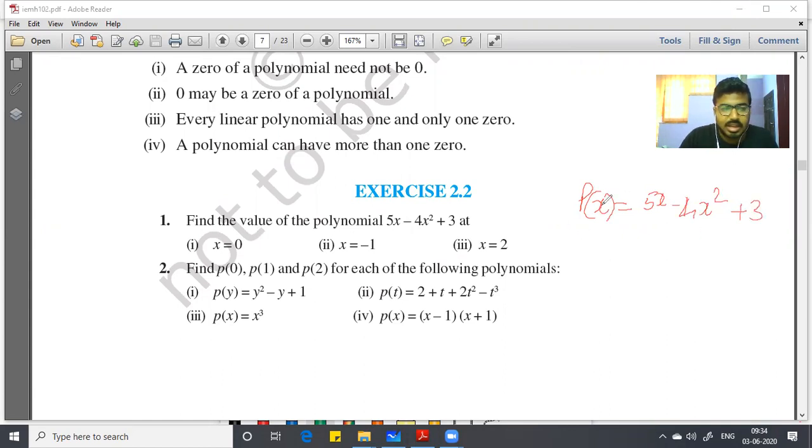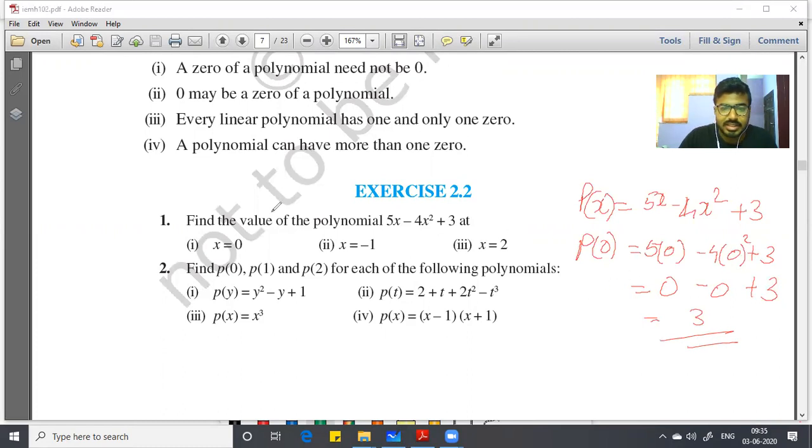अभी x के जगह आपको वैल्यू क्या सब्स्टिट्यूट करना है, 0 सब्स्टिट्यूट करना है. सो p of 0 सब्स्टिट्यूट करो. सो x के जगह जहां भी है, x के जगह जो भी वैल्यू है उसको आपको 0 सब्स्टिट्यूट करना है. सो 5 into 0 minus 4 into 0 the whole square plus 3. And in the same way, 5 into 0 is 0, minus 4 into 0, 0 square is 0, 4 into 0 is 0, plus 3. सो यहाँ पर आंसर होएगा 3.